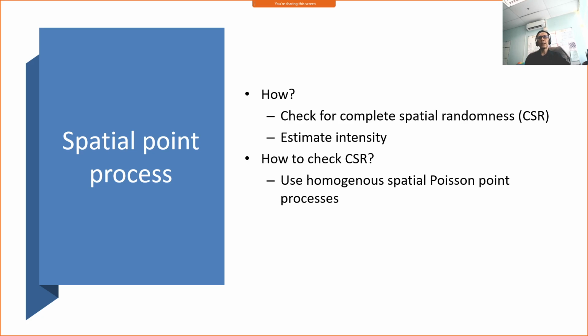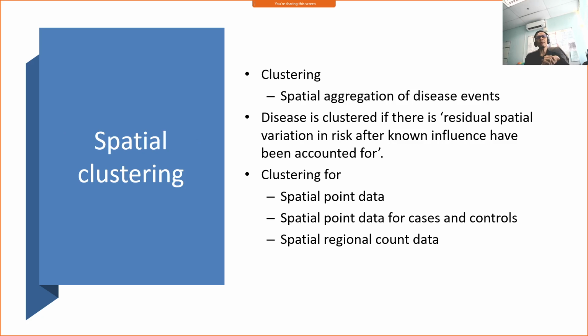So how to check for complete spatial randomness? You can use what we call homogeneous spatial Poisson point processes. Maybe you can read on your own about this one. It's not that important.